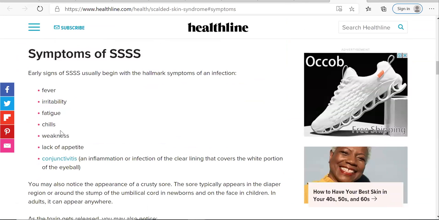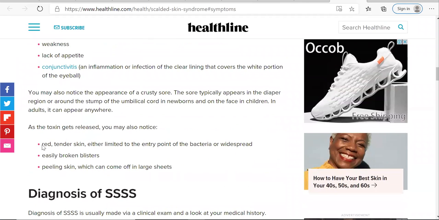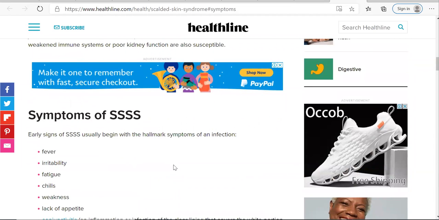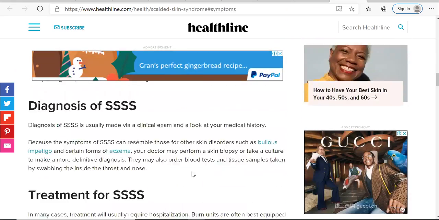Symptoms: the child can have fever, irritability, chills, weakness, conjunctivitis, and you will get red, tender skin, easily broken blisters, and peeling skin. The main thing is that when the child has fever, there will be formation of blisters. That blister will burst easily, and then there will be a red erythematous lesion. And on top of that, there will be desquamation of the outer layer of the skin. So the erythematous rash or erythema is what you get when the blister opens.